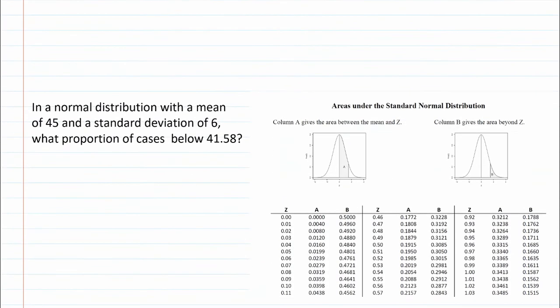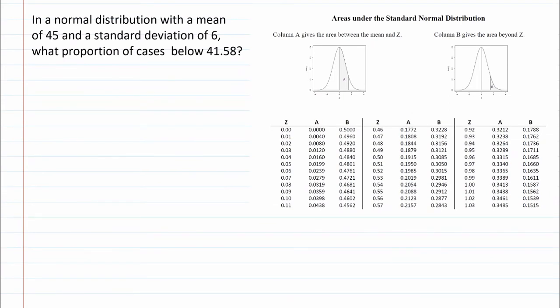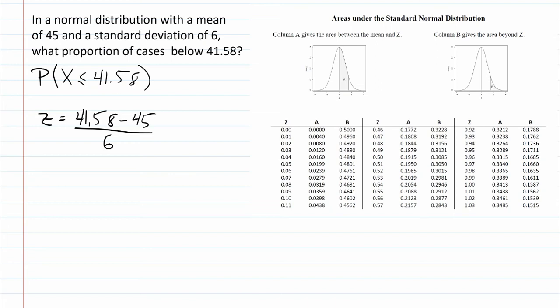Let's look at another problem. And it's going to be slightly different. Here I would like to know, in a normal distribution with a mean of 45 and a standard deviation of 6, what proportion of cases lie below 41.58? So I would like to know the probability that x is less than or equal to 41.58. Now the problem is that the table is based on the standard normal distribution, but the problem is asking for a normal distribution with a mean of 45 and a standard deviation of 6. In order to solve this problem, the first thing we have to do is compute a z-score. So my z-score is going to be 41.58 minus 45, which is the mean of the normal distribution in question. And I'm going to divide by 6 because that's the standard deviation of the normal distribution of interest. And when I do that, my z-score is negative 0.57.